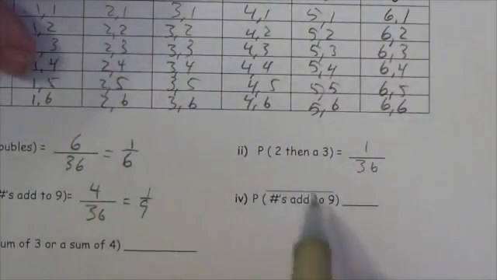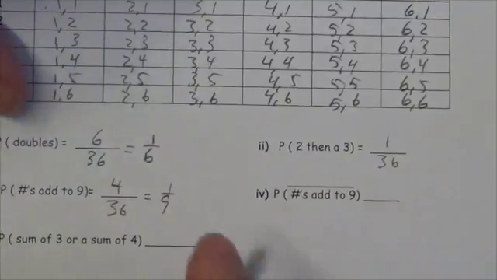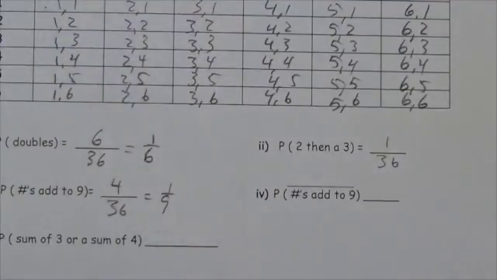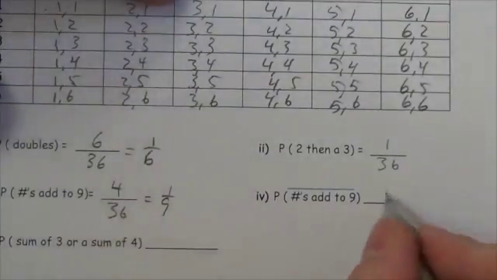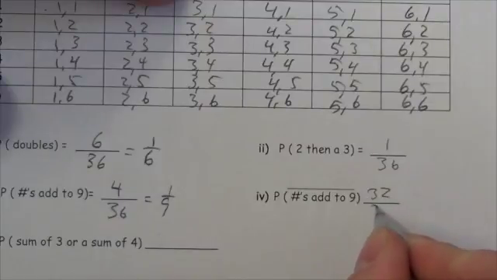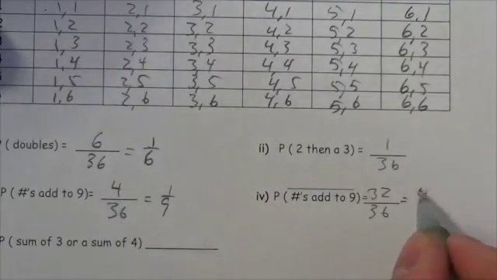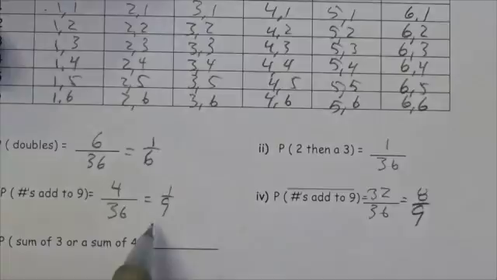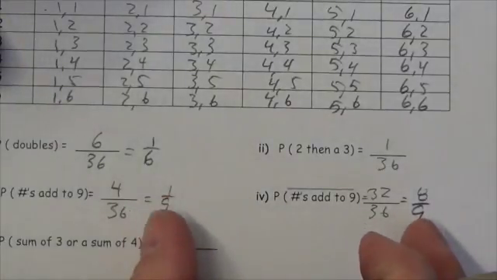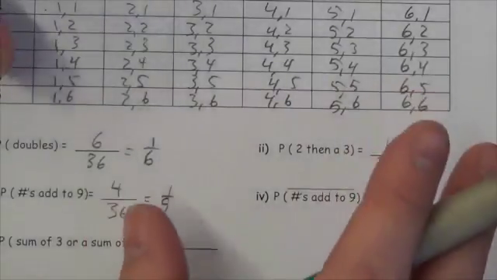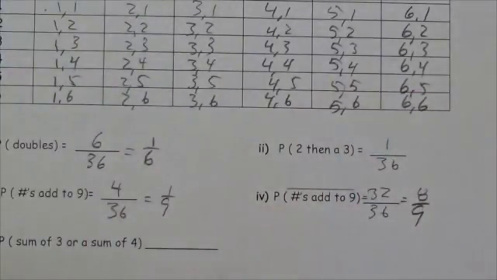Okay, what's the probability that the numbers don't add up to 9? Well, if 4 out of 36 add up to 9, then everything else won't add up to 9. So that means there's got to be 32 out of 36 that don't add up to 9, and that's going to be reduced to 8/9. Kind of the exact opposite. And remember, when you add these guys together, you should be getting 1. The whole universe, when you add up complements here, the result should be 1.